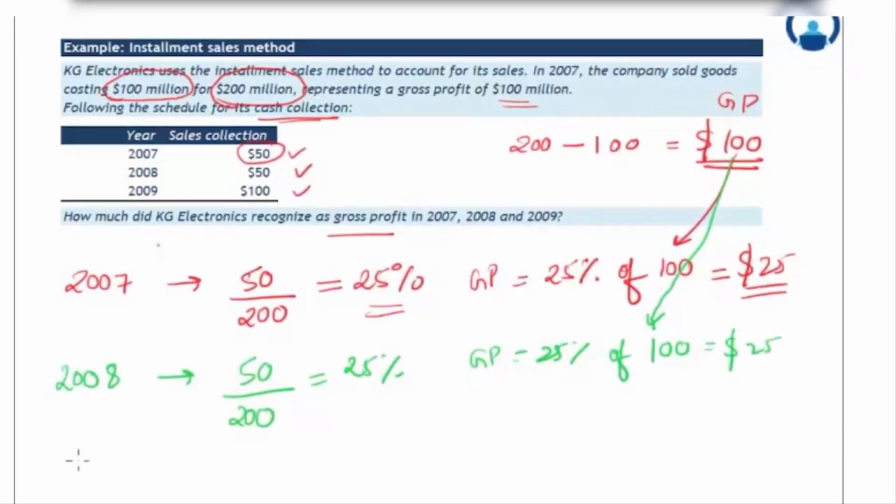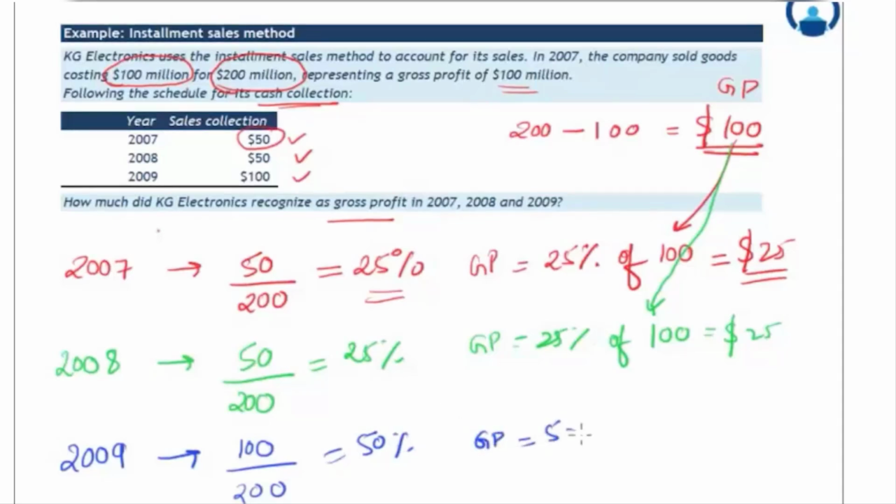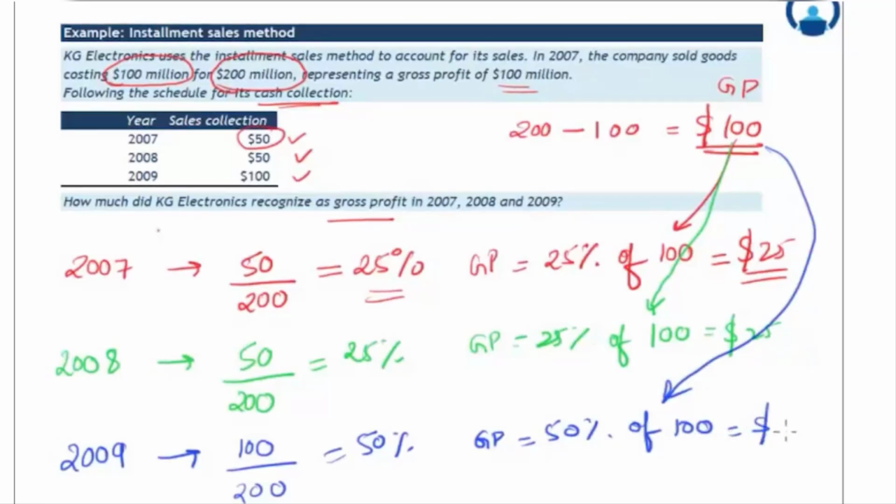Let's look at 2009. So 100 million was collected. That represents 50% of the total collection. So gross profit will be equal to 50% of your 100, which is equal to $50 million. So this is how the installment sales method actually works.